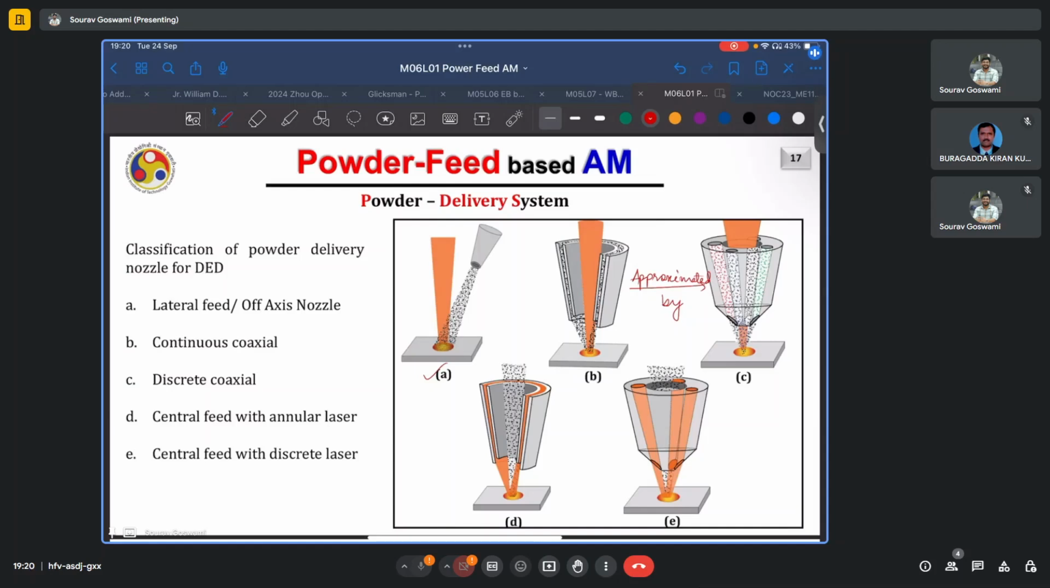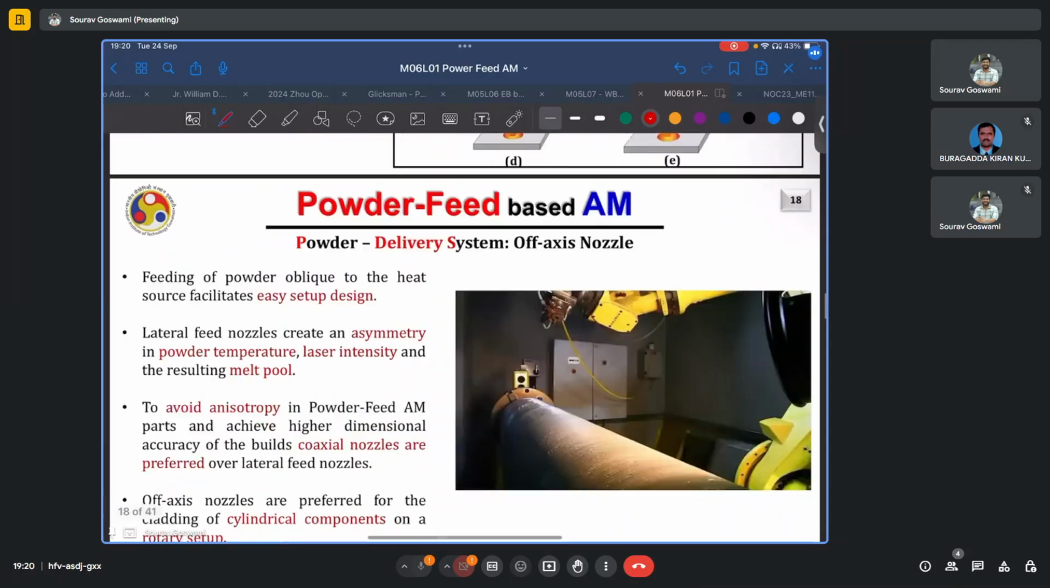Or in the other case, you have the powder coming from the center and you have the energy beam coming from the sides. So again, either in the form of an annular laser or you can have multiple discrete lasers which again converge on the melt pool. As we see, in cases B, C, D, and E, the omnidirectionality is achieved. Whereas in case A, omnidirectionality is lacking.